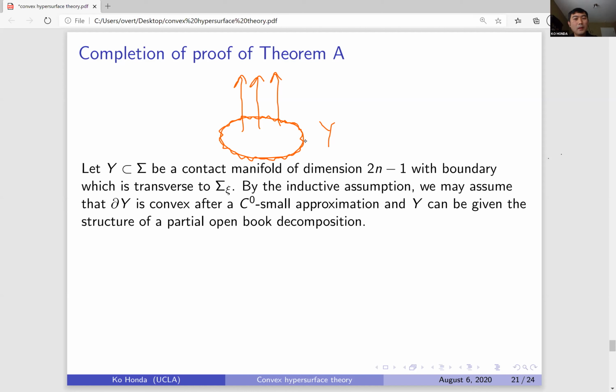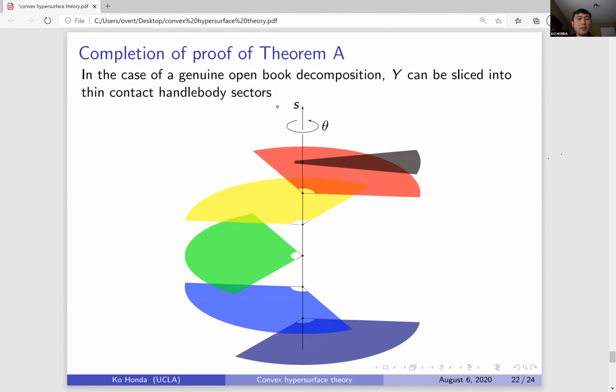Okay. So we make the boundary convex, and then the whole of Y can be given the structure of a partial open book decomposition. And then I'm going to explain what happens when you have a genuine open book decomposition.